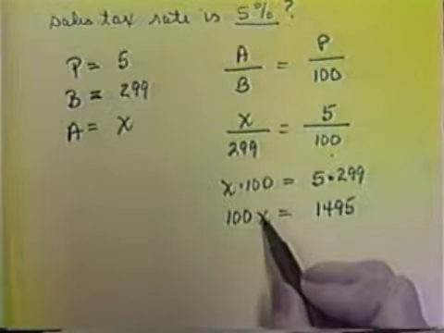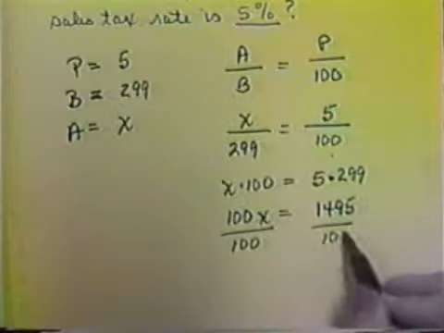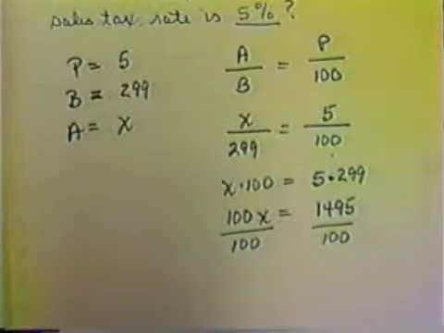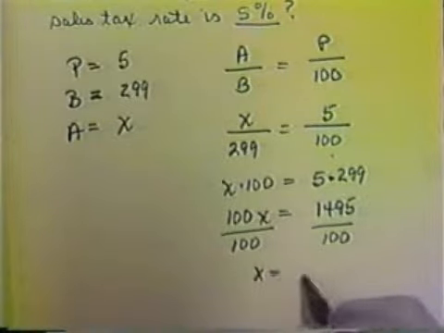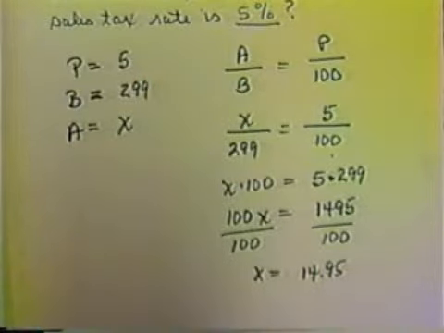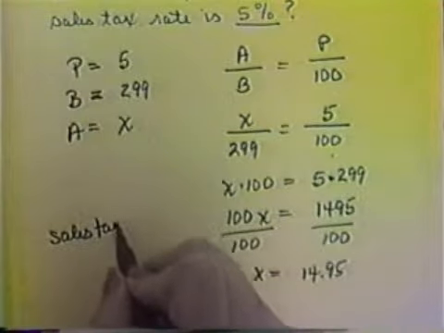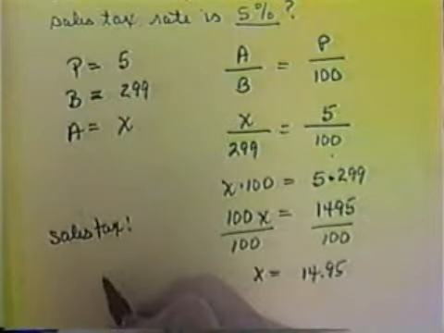Now to find the value of x, we divide both sides by what's with the unknown. So we're going to divide both sides by 100, and 1,495 divided by 100 turns out to be $14.95.